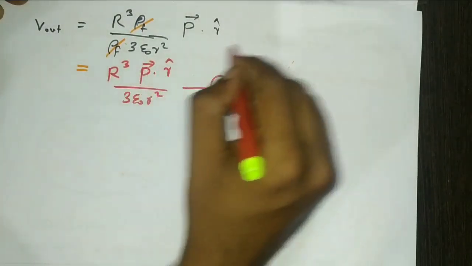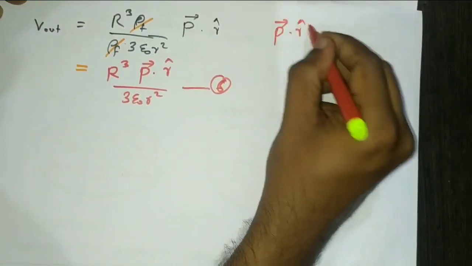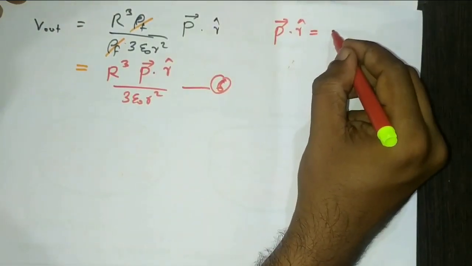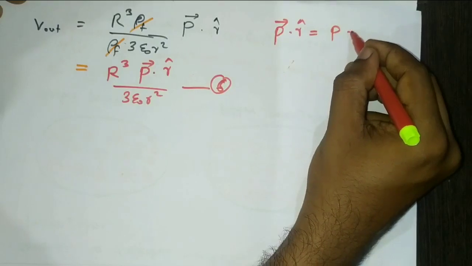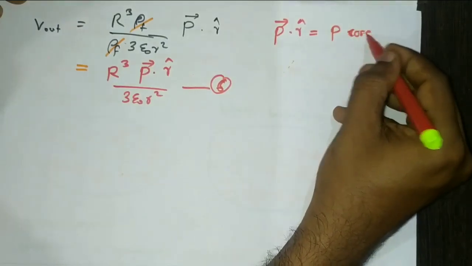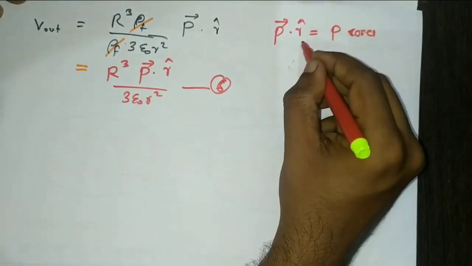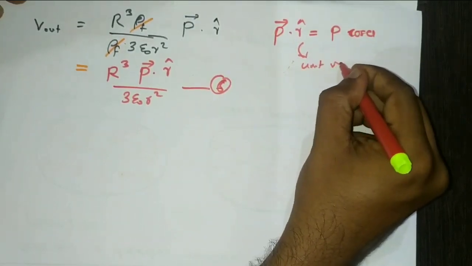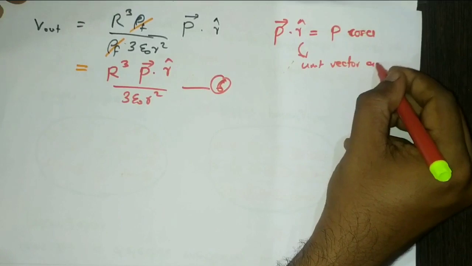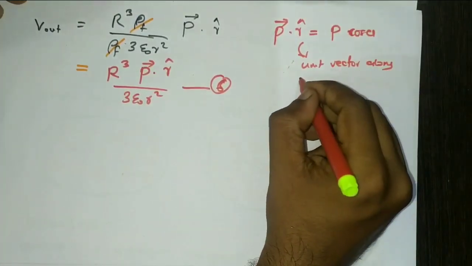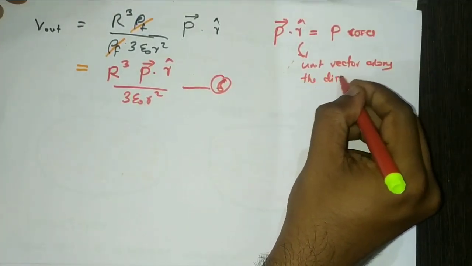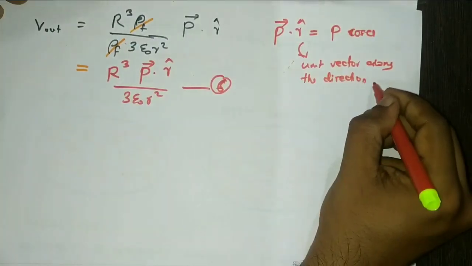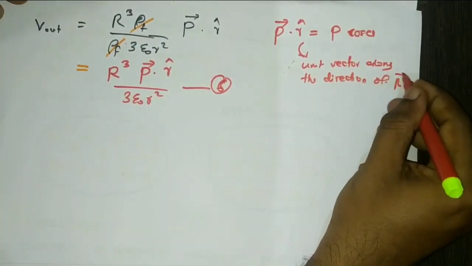This P dot r cap can be written as P cos theta, because r cap is a unit vector along the direction of the radius vector r.